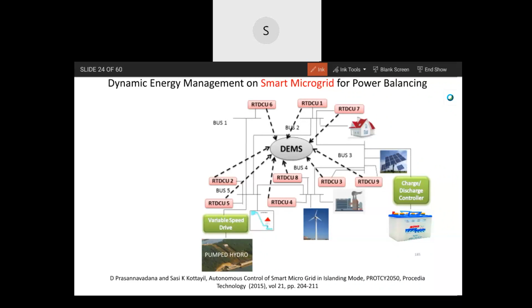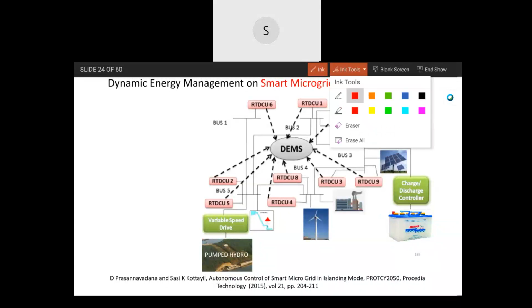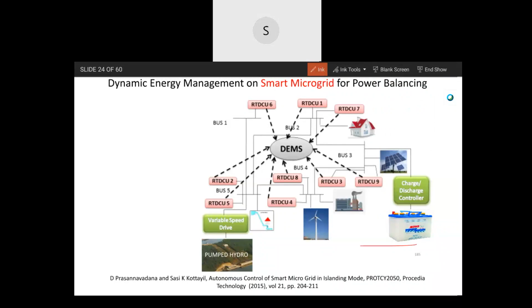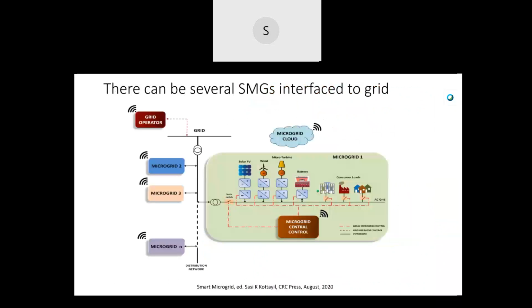So, dynamic energy management in a smart microgrid. Why is it smart? It means this data communication, data sharing, and the management system will be required. DEMS is the dynamic energy management system. This will be required for the power balancing on the microgrid. So we call it a smart microgrid. Several smart microgrids can be interfaced to the grid.